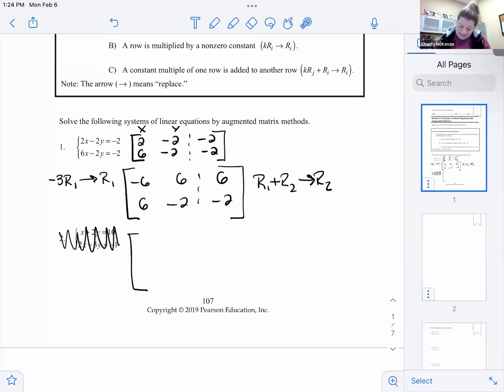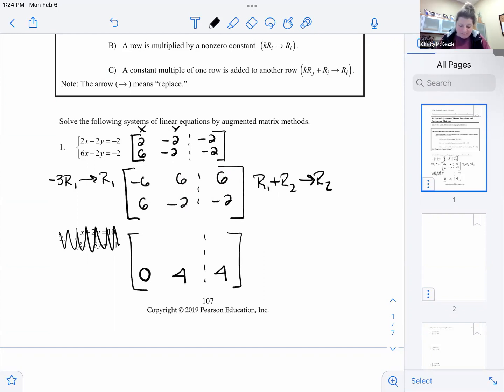So when I add these two, I get 0, and that's going to replace here. Then when I add these two, I get +4. And then when I add these two, I get +4. And my brackets, dotted line. Now the top stays the same.